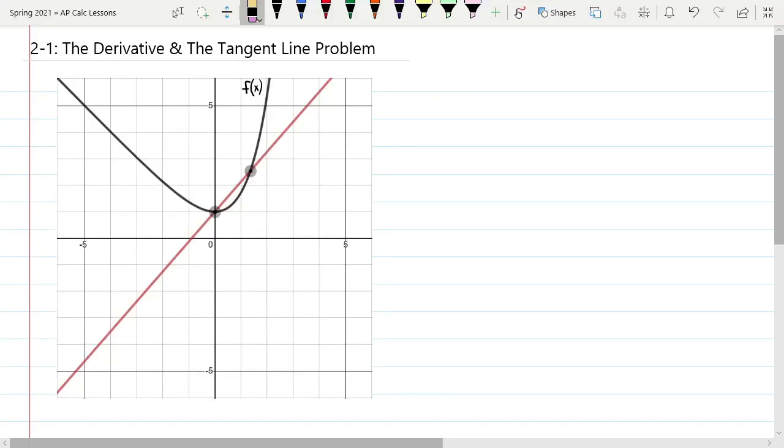Alright, welcome to 2-1, the derivative and the tangent line problem. So to frame this tangent line problem, let's just start with this function that you see graphed in black, and this is our function f of x. And then we've got this red line going through two separate points on that function. This is referred to as a secant line.